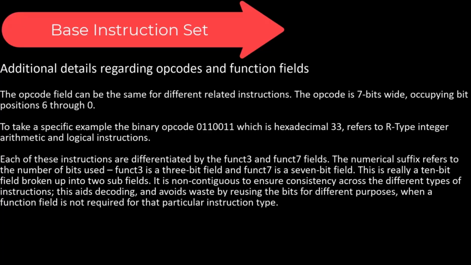The numerical suffix refers to the number of bits used. Funct3 is a 3-bit field and funct7 is a 7-bit field. This is really a 10-bit field broken up into 2 subfields. It is non-contiguous to ensure consistency across the different types of instructions. This aids decoding, and avoids waste by reusing the bits for different purposes, when a function field is not required for that particular instruction type.